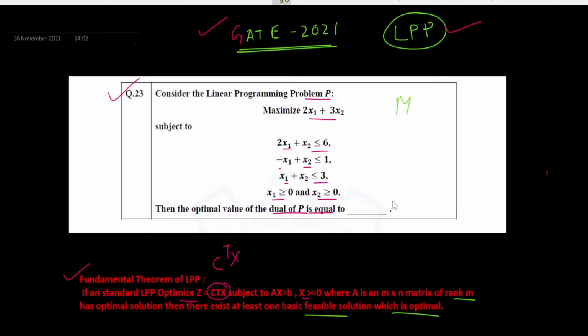Suppose there is a maximization problem, max Z equal to C transpose X, where AX is equal to B and X greater equal to 0. This is a standard LPP which has a solution. So the dual also has a solution.